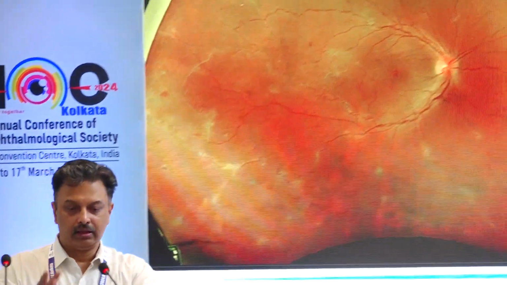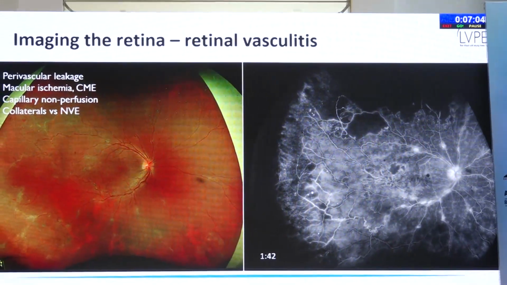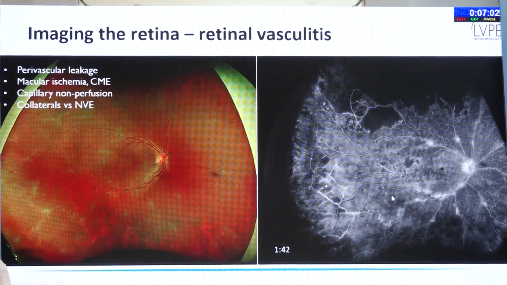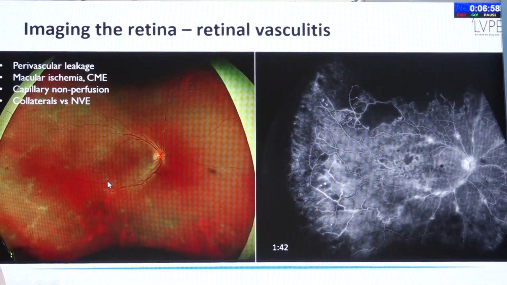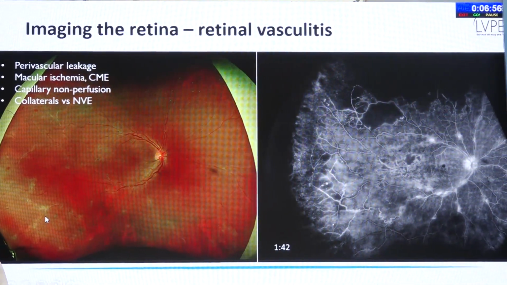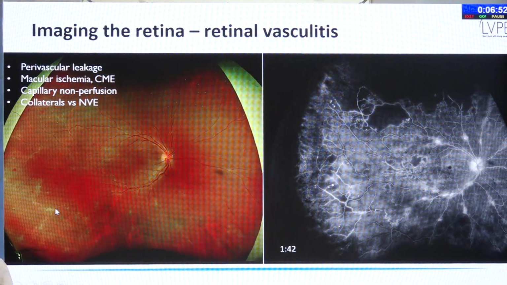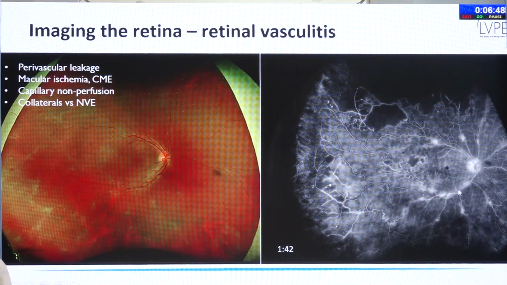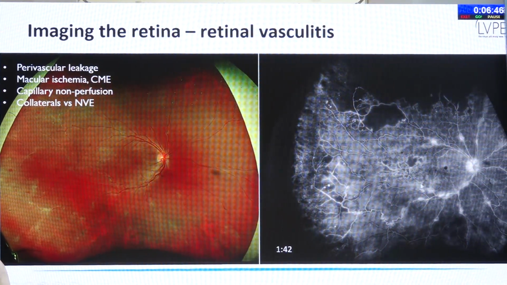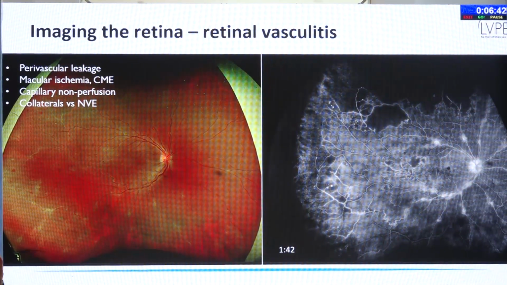So this is straightforward retinal vasculitis. What do we find? We find that there is perivascular leakage, but the point to note here is, if you look at the color fundus photo, more of the perivascular infiltrates are found in this infratemporal quadrant, but that is not leaking so much on the angiogram. The real activity is around the posterior pole, and that is what you pick up on the angiogram. So it tells you where the activity is.